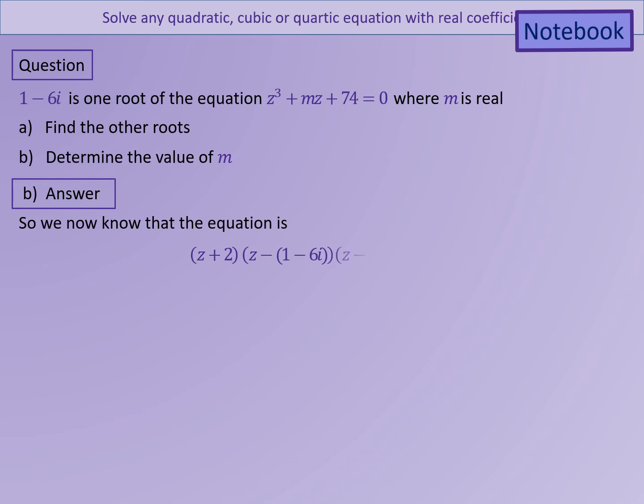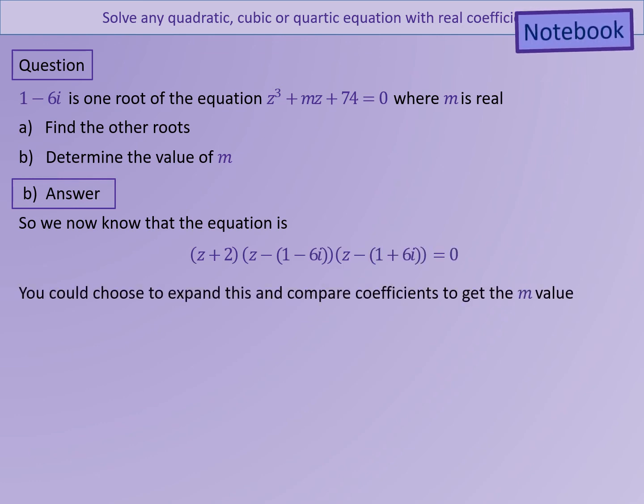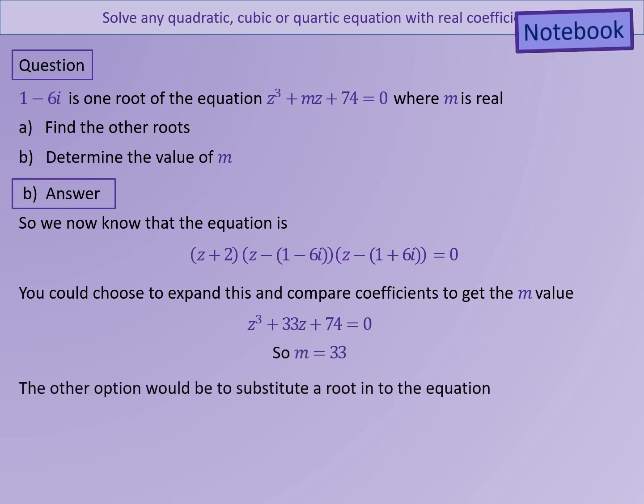So now that we know the equation can be written in this form, in the three brackets, we could choose to just expand all of that, and that would tell us m, because it would tell us the full equation. So expanding it all out, we get m equals 33.